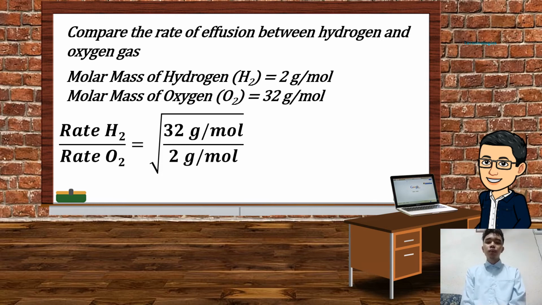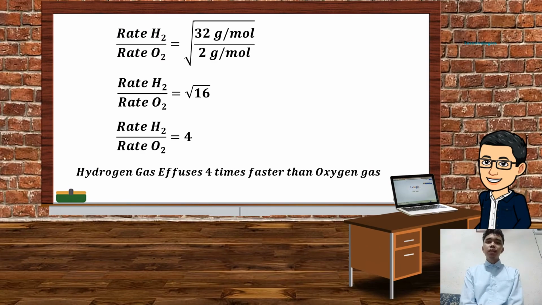Using the formula, we have rate of hydrogen over rate of oxygen is equal to the square root of 32 grams per mole over 2 grams per mole. Take note that in choosing gas A and gas B, we must know which gas is lighter and heavier. Hydrogen is lighter than oxygen, so hydrogen is gas A. It is lighter than oxygen, or gas B. So 32 grams per mole over 2 grams per mole is equal to 16, and the square root of 16 is 4. It means the hydrogen gas effuses 4 times faster than the oxygen gas.